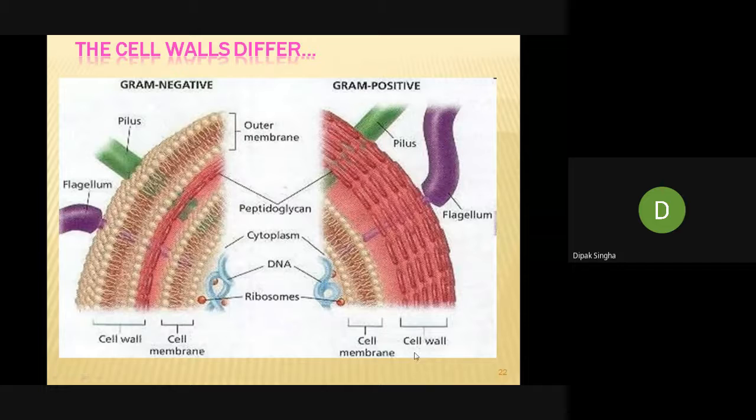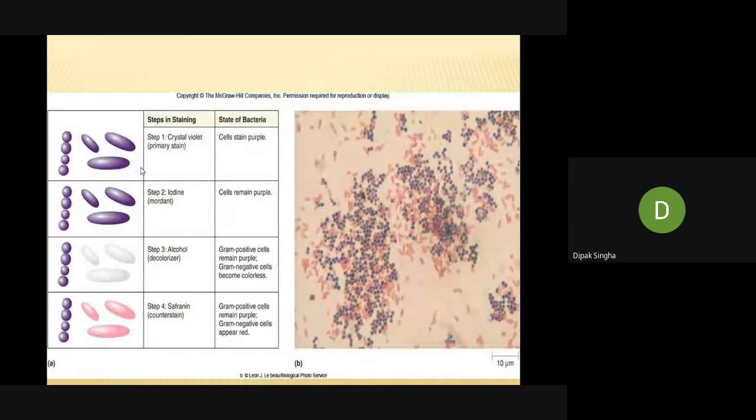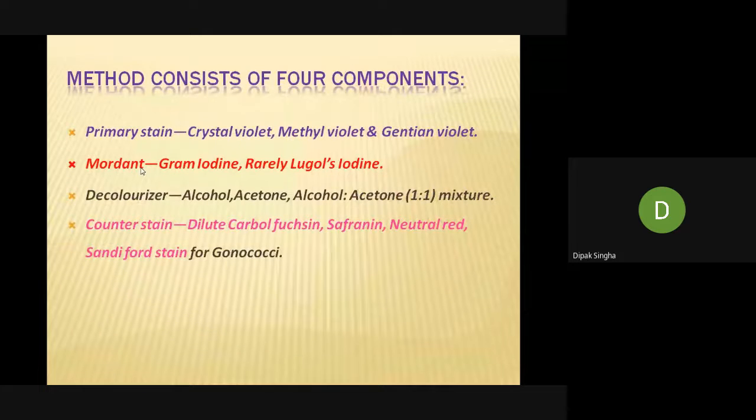Cell membrane and the cell wall. Before the inside of the cell wall, on the cell membrane, a thin layer is present. Okay, clear? Yes, sir. The simple steps: the crystal violet and iodine solution, alcohol as decolorizing agent, and safranin as a counter stain. So you can remember this method.